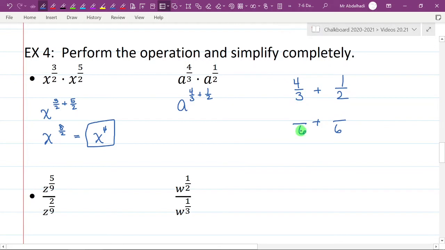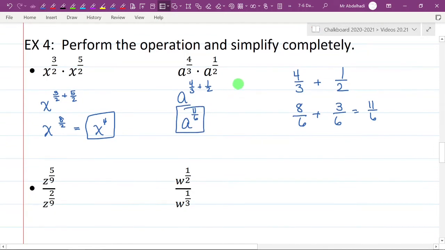You multiply by 2, you double it. So you have to double the top as well, and you get 8 over 6. What do you multiply by 2 to get 6? 3. So if you triple the bottom, you have to triple the top, you get 3 over 6. So 8/6 plus 3/6 is how many sixths? It's 11/6, right? So your answer is a to the 11 over 6.